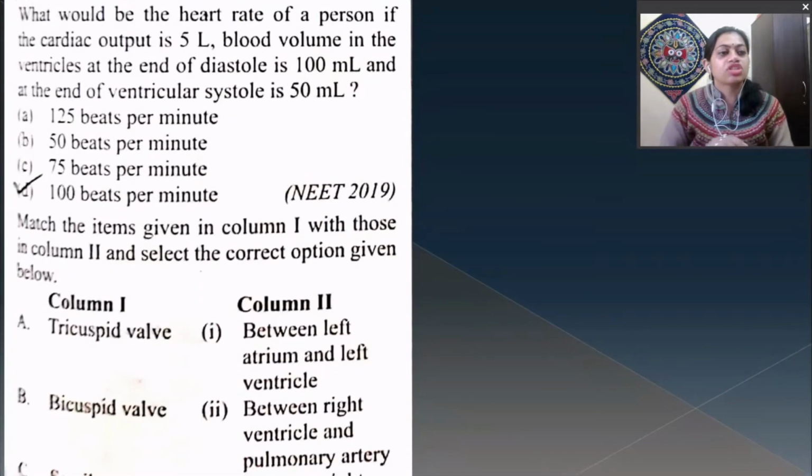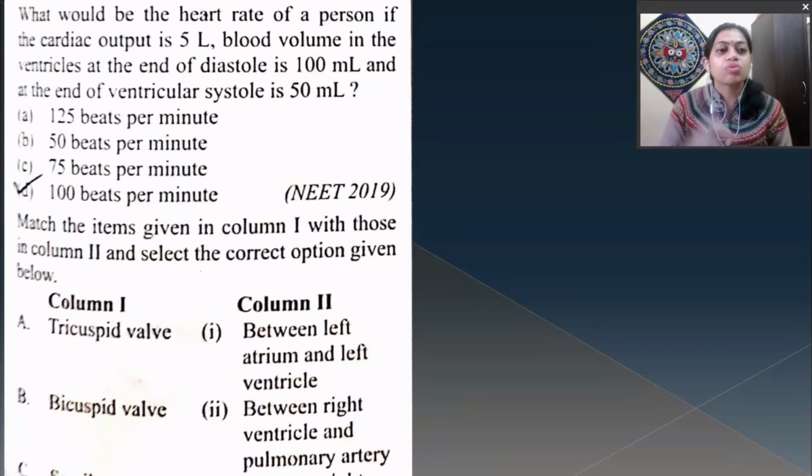Now come to the next question. What would be the heart rate of a person if the cardiac output is 5 liter, blood volume in the ventricle at the end of diastole is 100 ml, and at the end of ventricular systole is 50 ml. So a small little tricky question. So first we have to calculate stroke volume. Stroke volume equals end of diastole volume minus end of ventricular systole volume. So it will be 100 ml minus 50 ml, that is 50 ml, right?